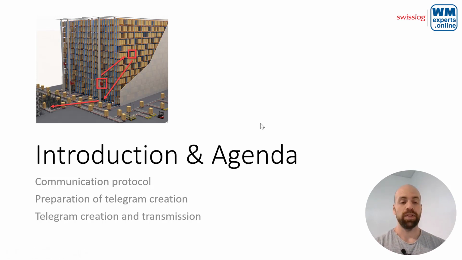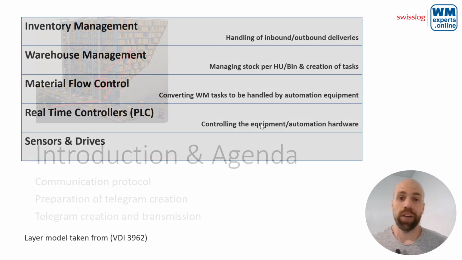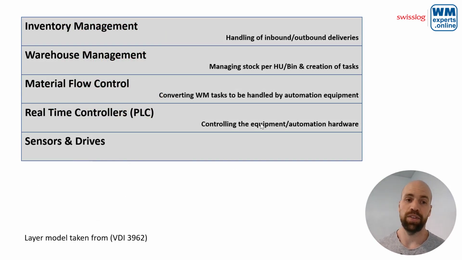And in this context, we will at first look at the induction of the communication. So when does it actually happen and why? We will look at the protocol which is used. So what are the rules for communication between EWM and the subsystem? We will look at how EWM prepares the creation of the telegram, and finally we will look at the actual creation and the transmission.